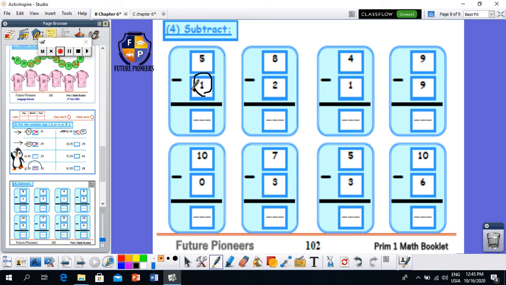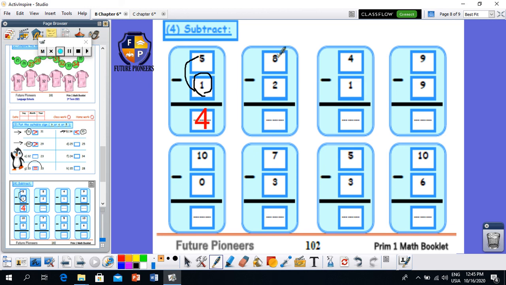Count after 1 to reach 5, and then count how many raised fingers we have. After 1, 2, 3, 4, 5. So how many raised fingers do we have? 4 fingers. Great job. So 5 minus 1 equals 4.